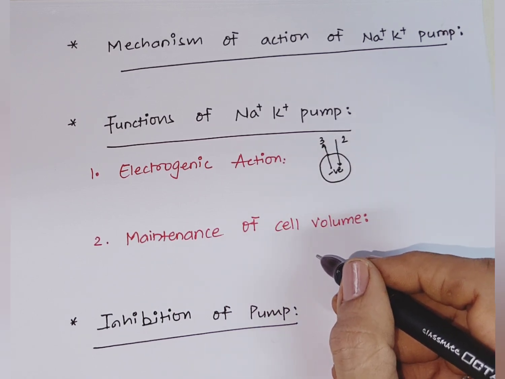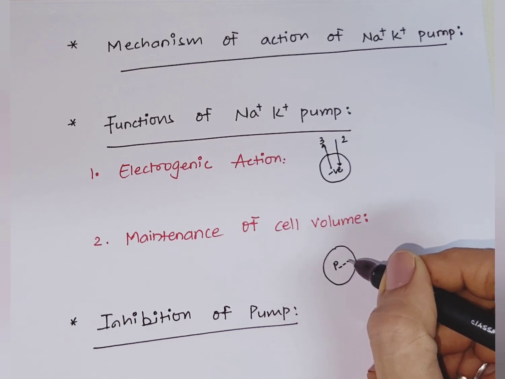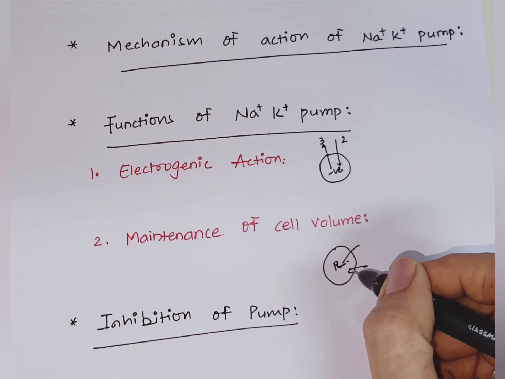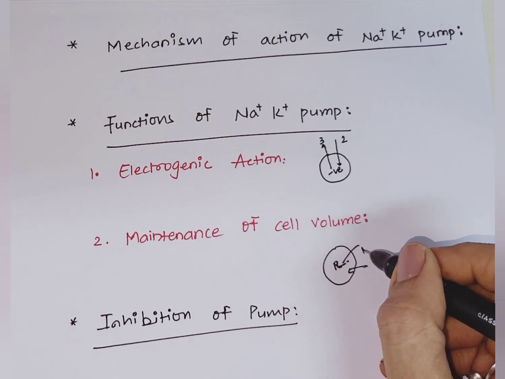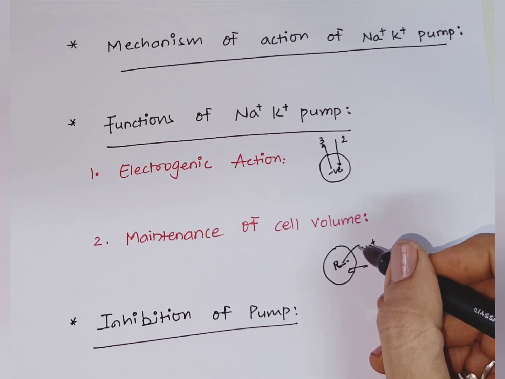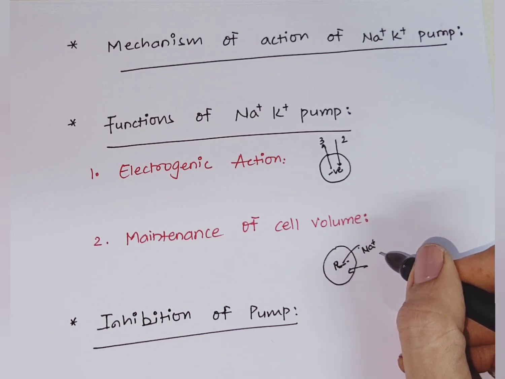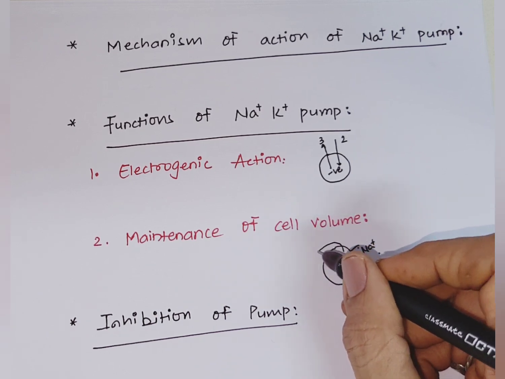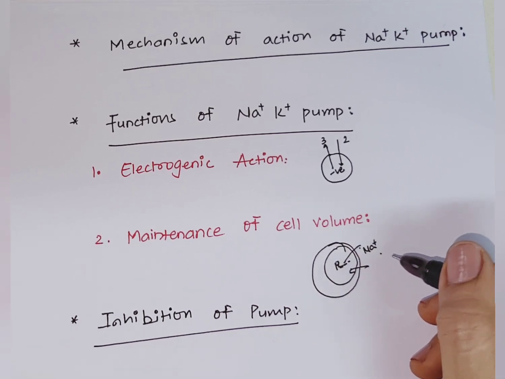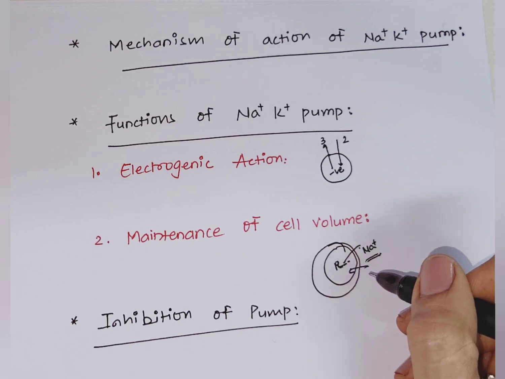Second, it maintains cell volume. Why? Because inside our cell we have proteins. These proteins are negatively charged and they have a tendency to attract positively charged substances inside. Sodium ions, because they are more outside, have a tendency to enter inside along the gradient through diffusion, and when sodium enters, water also enters inside. So the cell gets swollen because of the entry of the positive ion.